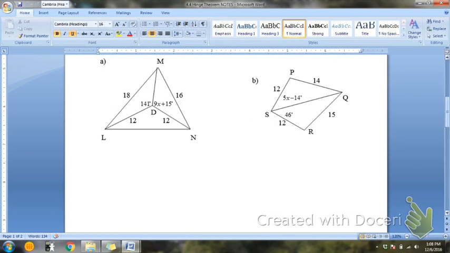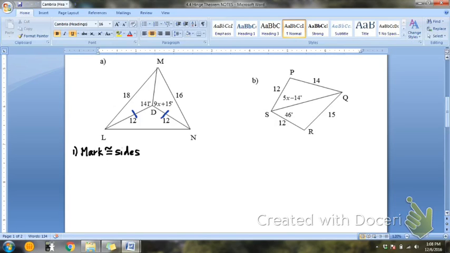So step number 1 is to mark congruent sides. So let's write that. Step number 1, mark congruent sides. So in this diagram, do you see any sides? We know we have 3 triangles that we're dealing with here, but do we have any sides that are congruent to each other? Yes. Which ones? The 12. The 12s, right? So let's mark this 12 congruent to this 12. Okay?